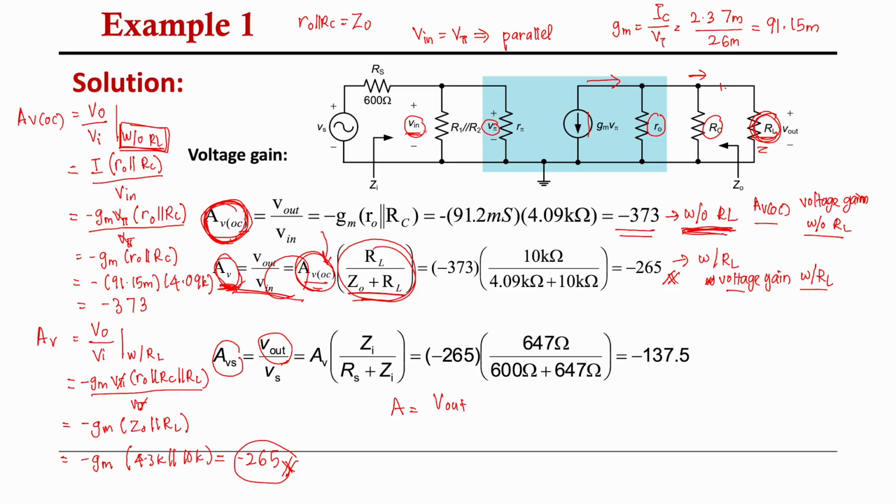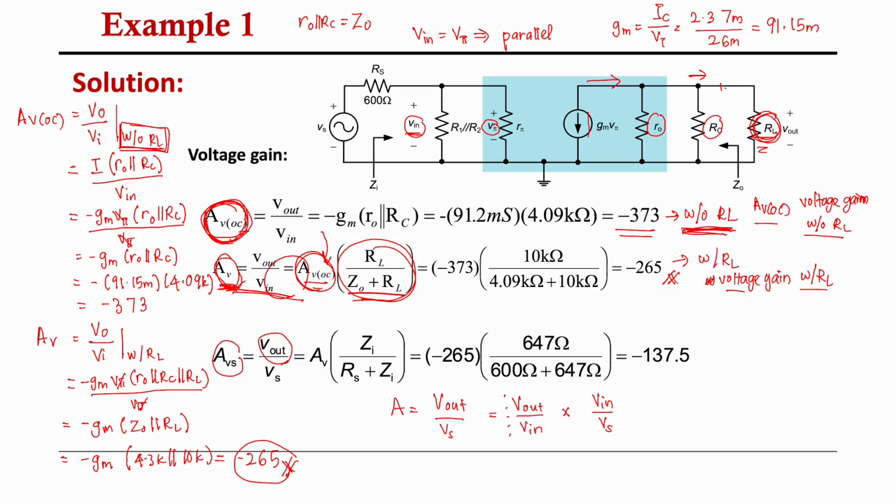It is not Vin anymore. For the AVOC and the AV earlier, we only considered the input up until Vin. But for the AVS, our input will become the voltage source, so therefore we need to divide by the VS. Now, how to find this V out over Vs? To find V out over Vs, it is actually V out over V in, multiplied by V in over Vs.